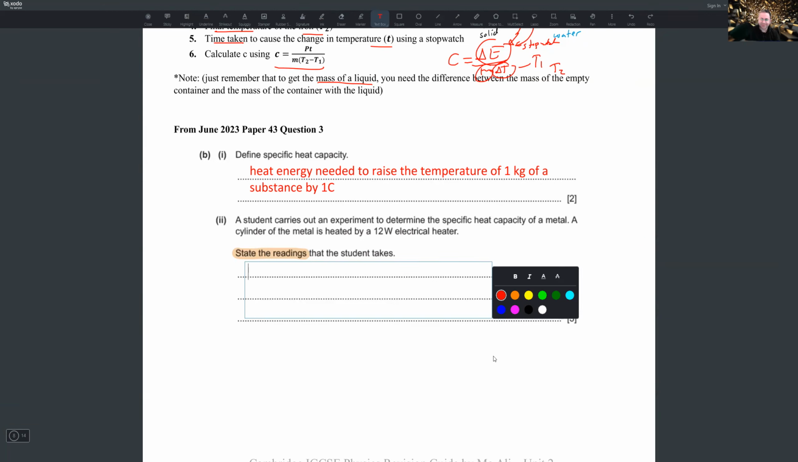C equals PT over M delta T. So what do I need to measure? Okay, T. So measure the time taken to heat the water.